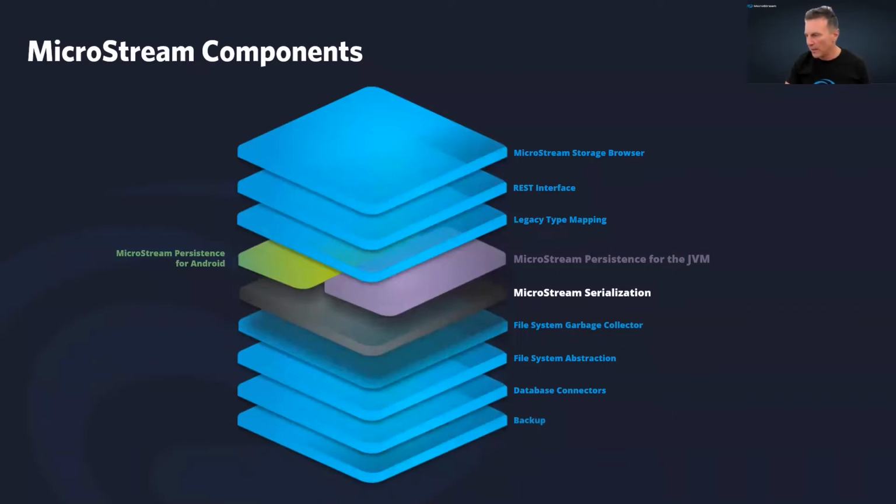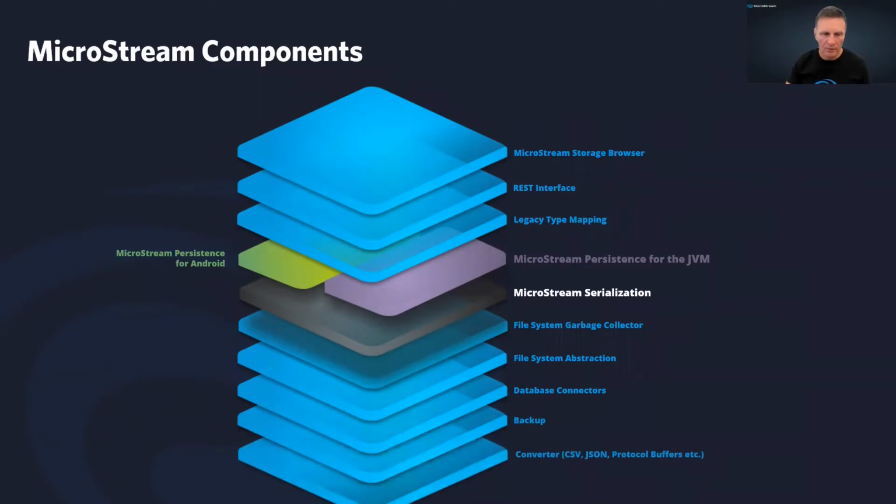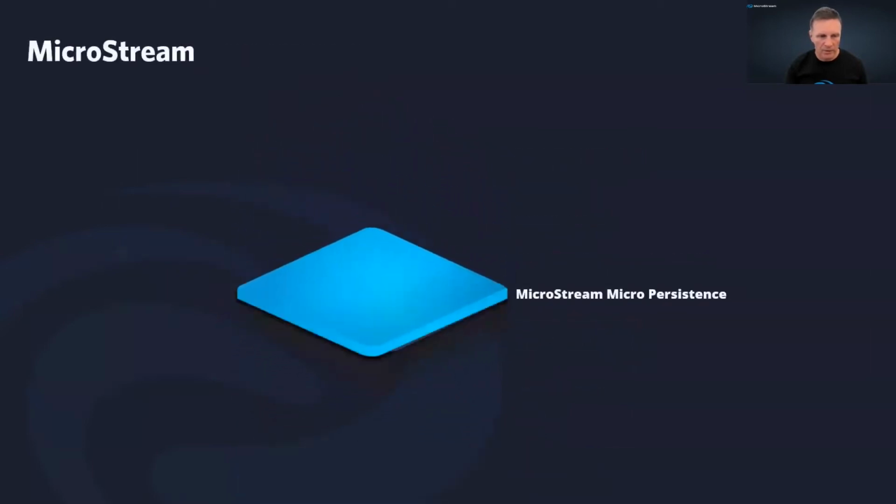And of course, we have native backup functions. If you use plain file storage, then MicroStream also provides you backup functionality natively. We have a converter to CSV, and further converters are in progress, for instance Protocol Buffers, JSON, and so on. And now we have a MicroStream cluster, and all of these together is MicroStream.